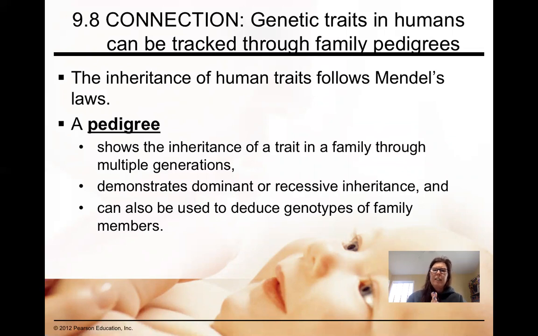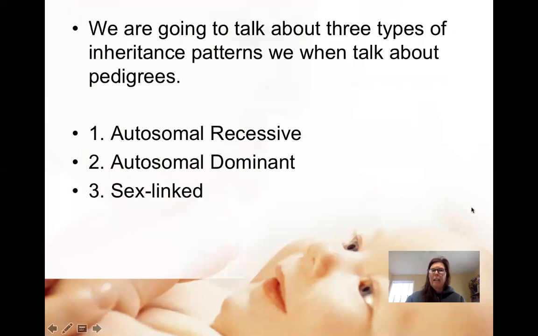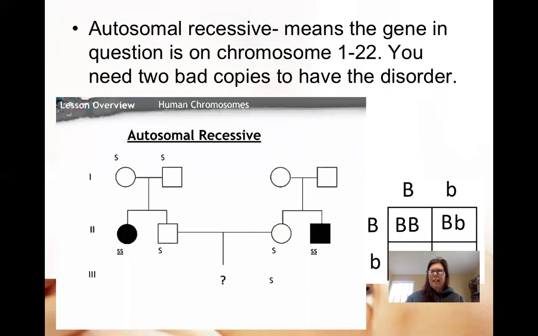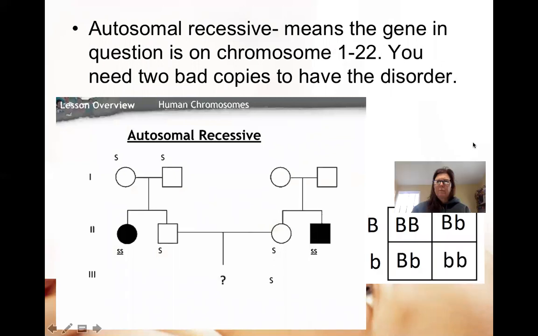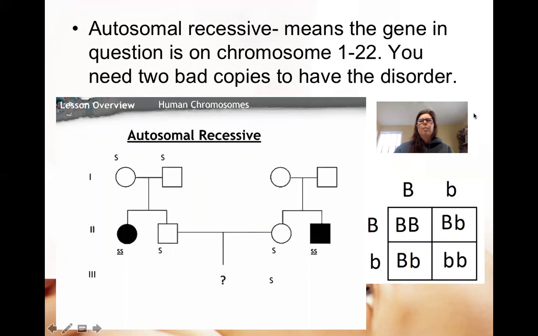A pedigree is where we can take kind of a snapshot of a family, and we can then follow traits along those individuals and see what kind of inheritance pattern it is and what's the likelihood of someone having it. So again, I'm going to talk about autosomal recessive, autosomal dominant, and we'll do sex linked later. Here is an example of an autosomal recessive. Like I said already, it's on chromosomes 1 through 22. You have to have 2 bad copies.